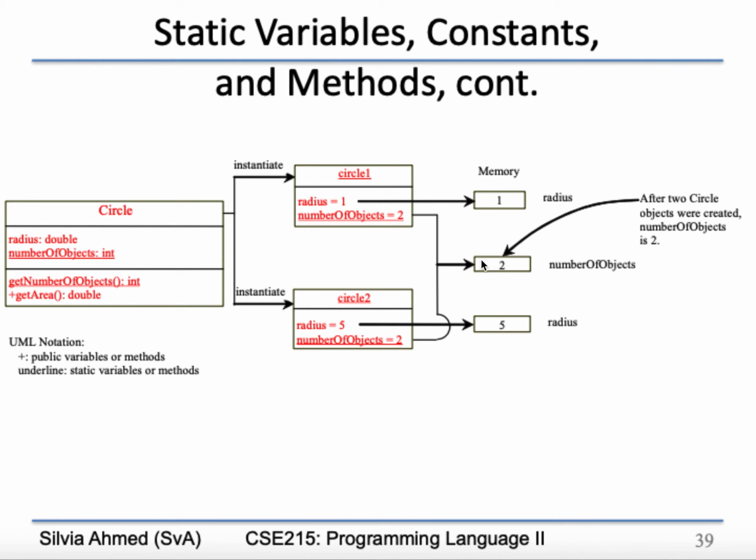This type of shared attributes and shared behaviors are known as static variables or static methods. So these static variables are shared by all the instances of the class.